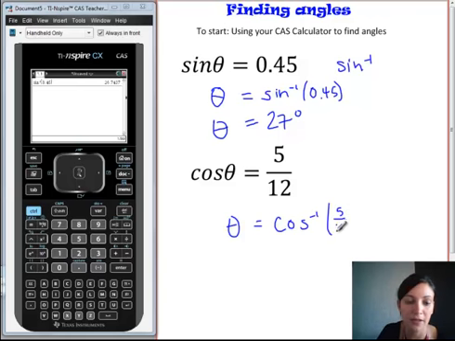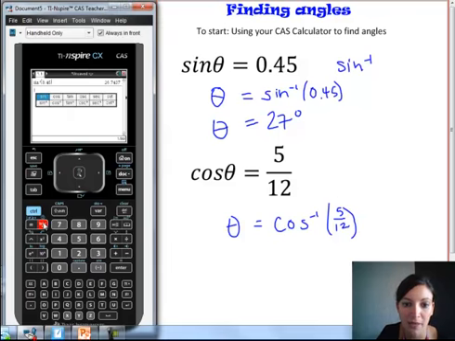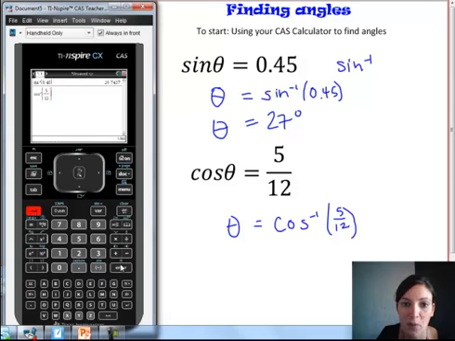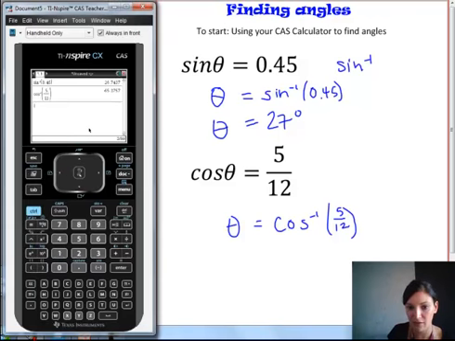Okay, so we go to our calculator. Trig functions, inverse cos this time, and you can put it in as a fraction. So here's my fraction button, and I've got 5/12. Okay, Control Enter, and I get 65.3757, which rounded to the nearest degree is 65 degrees. So theta is equal to 65 degrees.